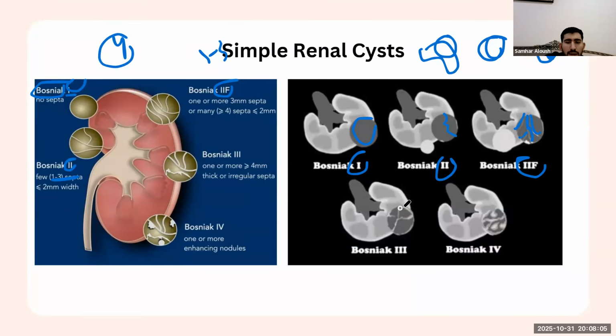Last, we have Bosniak 3. You see the septum is thick or irregular, here the ball is thick, irregular and messy. This is Bosniak 3. Bosniak 4 is the most severe, with nodules and lots of irregularity and fibrosis, everything is chaotic.